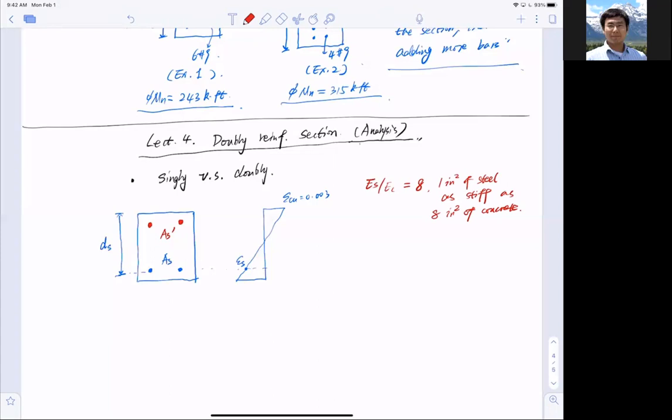You can imagine if I put in compressive reinforcement, and mind you that I just set this depth to be ds prime, from the top to the center of the compressive steel, the strain distribution will change significantly because I added more steel. So I will have a reduced compressive zone. This is all by adding compressive reinforcement.